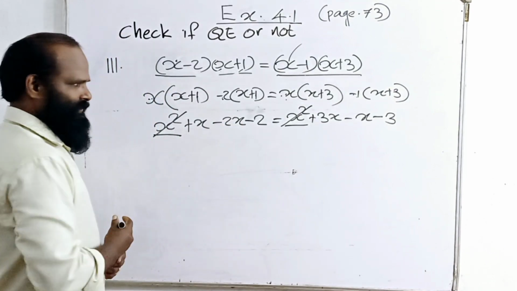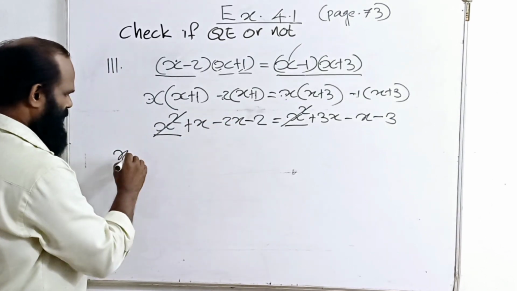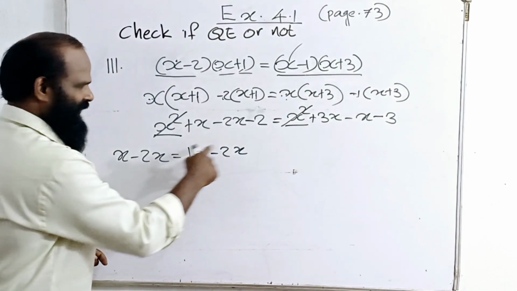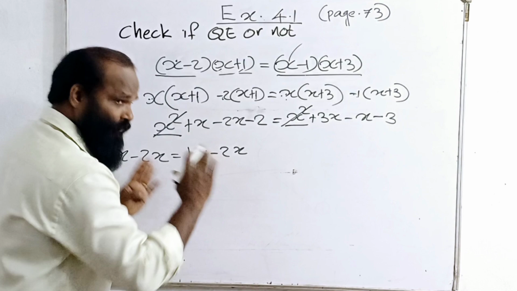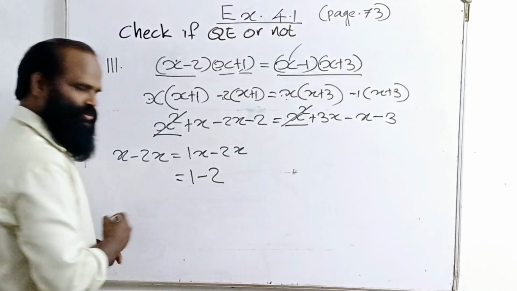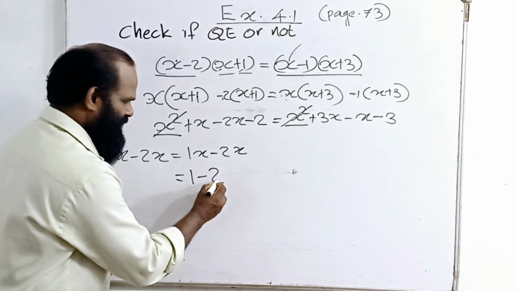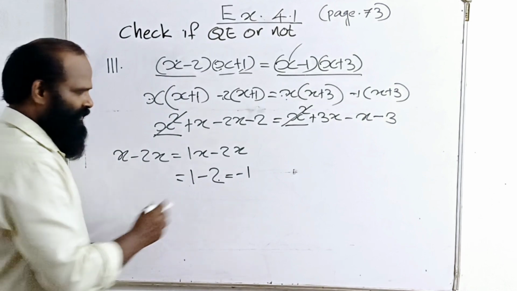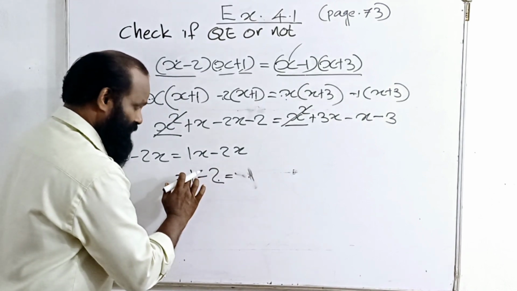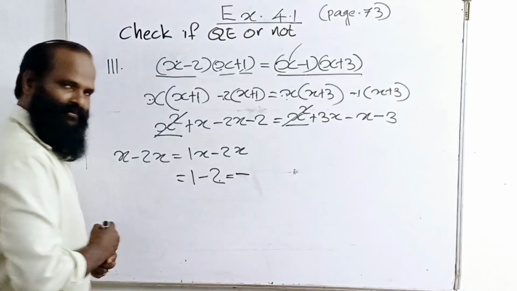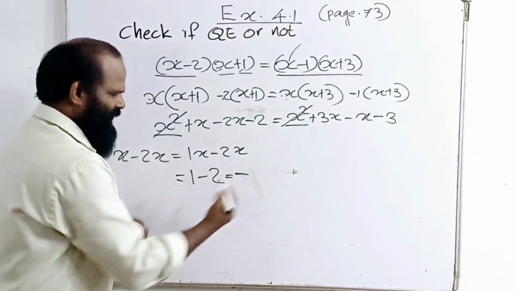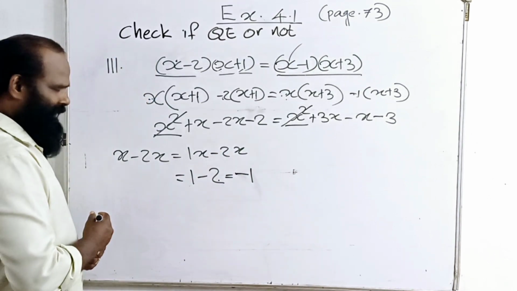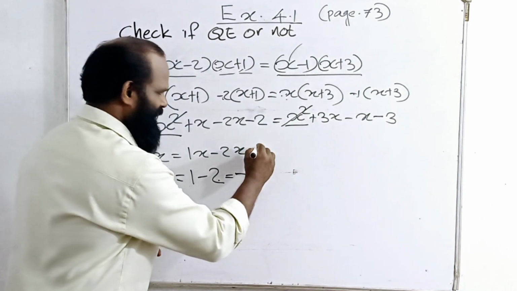x minus 2x means this is 1x minus 2x. Let me write them without variables. What if it is 1 minus 2? Always when a bigger number is subtracted from a smaller number, the sign of the answer should be negative. Put the negative sign in advance and subtract the numbers. 2 and 1, the difference is 1. So 1 minus 2 is negative 1. In that case, what is 1x minus 2x? That is negative 1x.